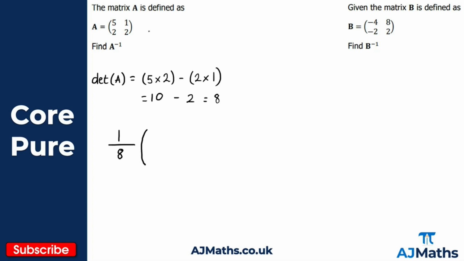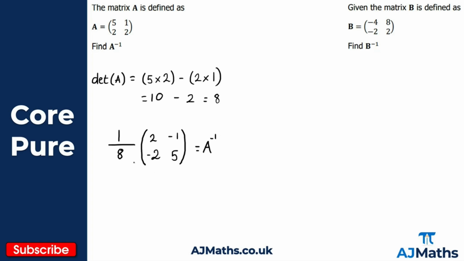What we do here is switch the elements along the main diagonal. So it won't be 5 in the top left corner, it will become 2. So we switch those elements, 2 top left, and then the 5 goes into the bottom right. And then we change the sign of the elements along the other diagonal, so it'll be minus 1 and minus 2 there. Okay, and there we have it. So that's A inverse.